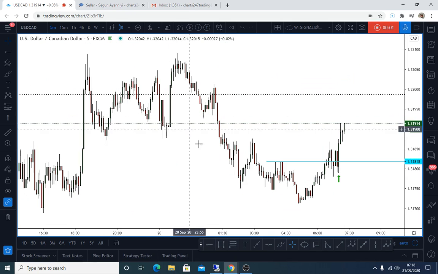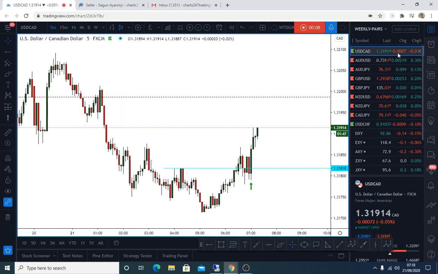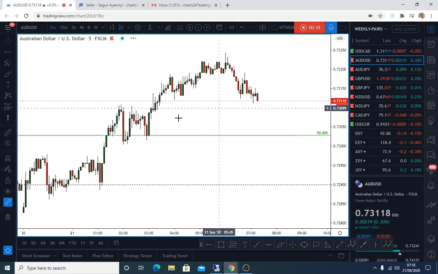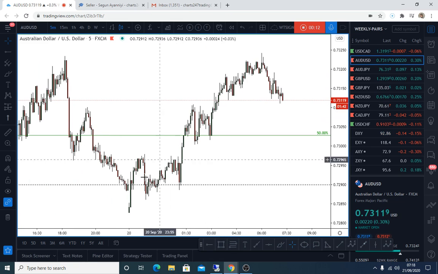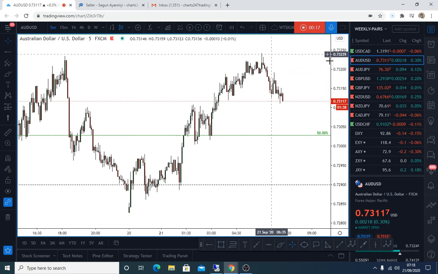This is share chart 247 here. The dollar card is the one we are looking at this morning. Overnight we took the Aussie buy and we closed it this morning. That was just the correction. We took advantage of that there.